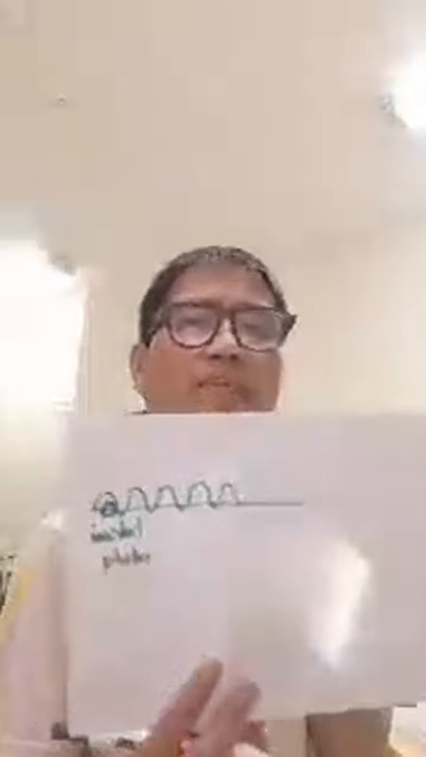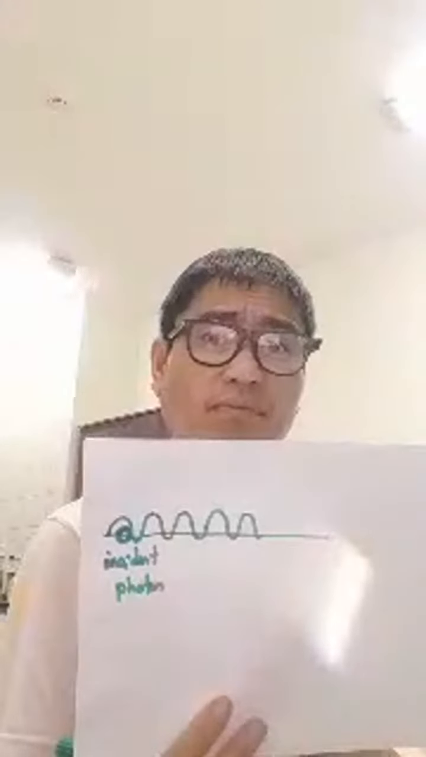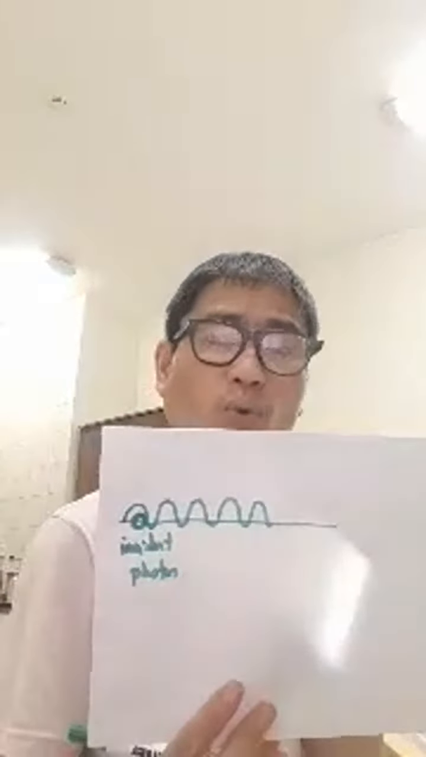Okay, but on a microscopic scale, you cannot see it directly with your naked eye. So I'll put that here, something like this, a wave. This is the wavelength of the incident photon. If this is the wavelength, we consider this as our initial wavelength, lambda.